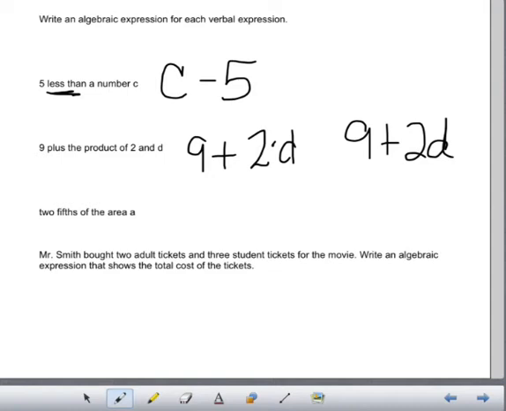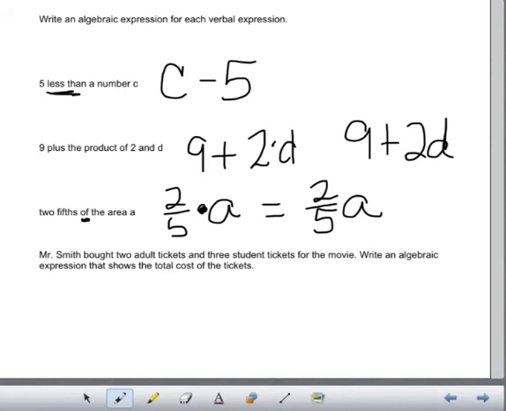2/5 of the area A. All right, so what is that? So 2/5 of the area. In math, we talked about this just the other day. What does of mean? It means to multiply. So 2/5 of the area A, again, you could put 2/5 times A, but how would we normally write that? 2/5 A.